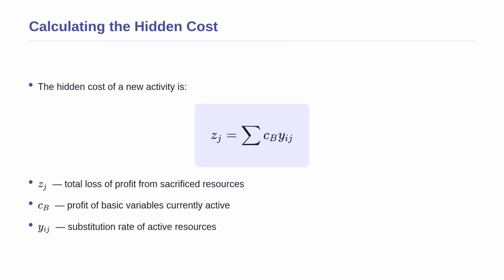Let us look at the formula used to calculate this hidden cost. Conceptually, we are adding up the value of all the resources we have to give up. Here, Z sub j represents the total loss of profit from the resources we have to take away to make exactly 1 unit of the new activity j. The symbol C sub b represents the profit of our basic variables, which are simply the activities currently active in our solution. The symbol Y sub ij represents the substitution rate, telling us exactly how much of our current active resources must be sacrificed. If the substitution rate increases, our hidden cost Z sub j also increases.